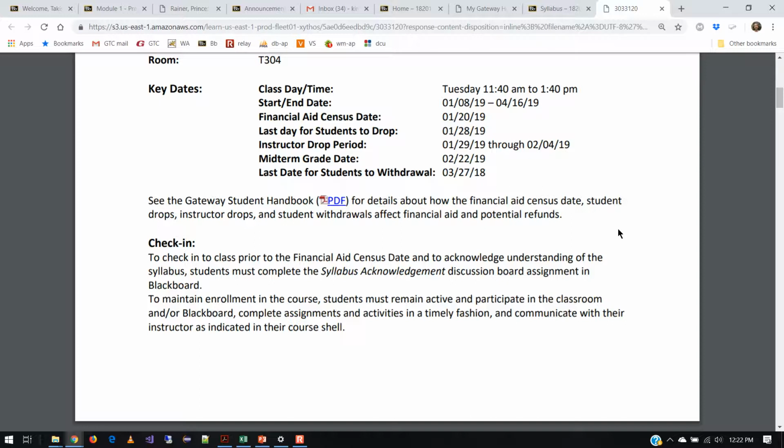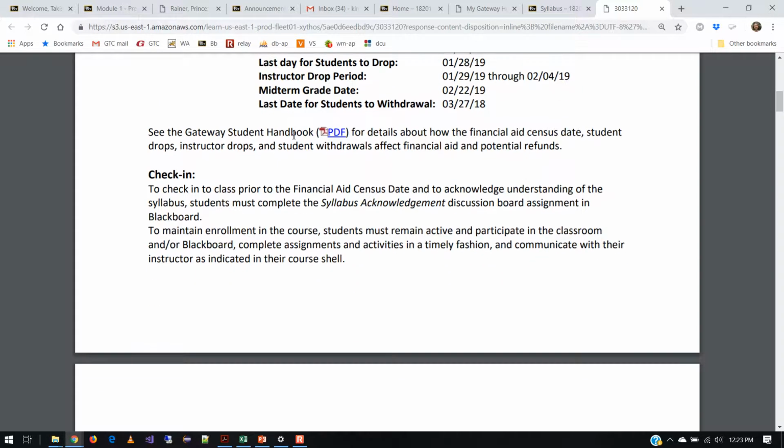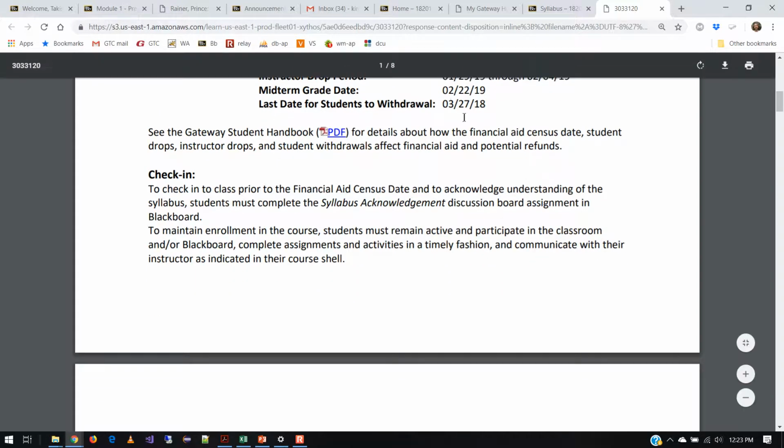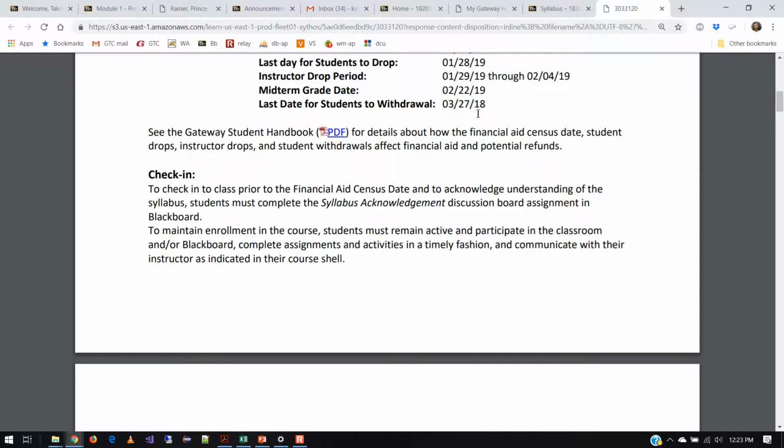If you need to withdraw, the last day that you have the opportunity to do that is March 27th for this class. So I don't expect you to memorize this stuff, but it's in the syllabus whenever you need it, and you can always talk to Student Services or talk to me and we can get that information.